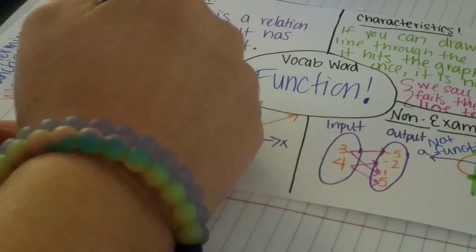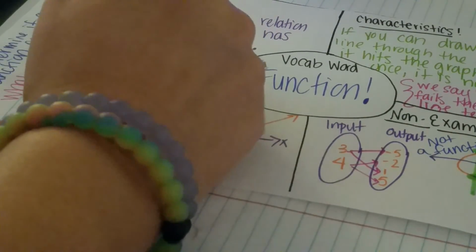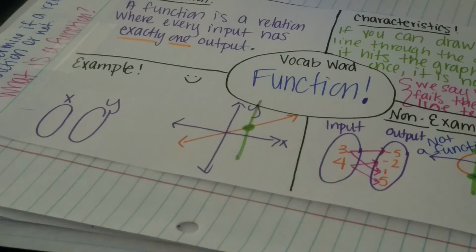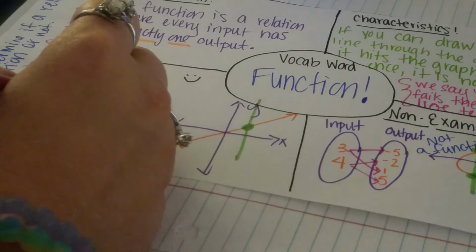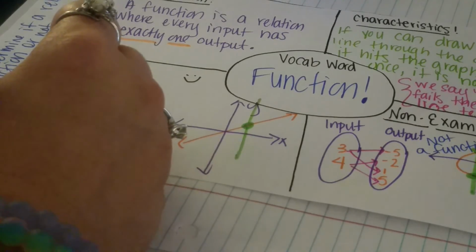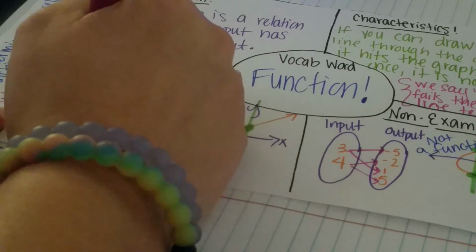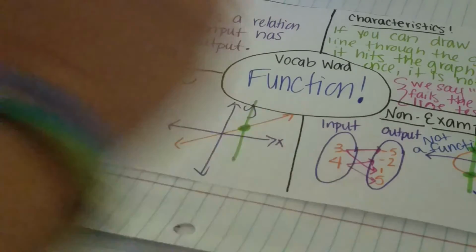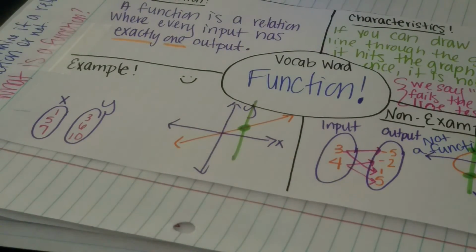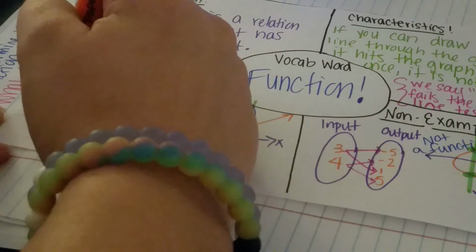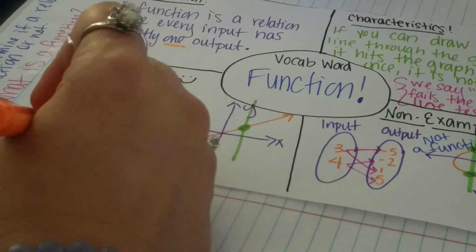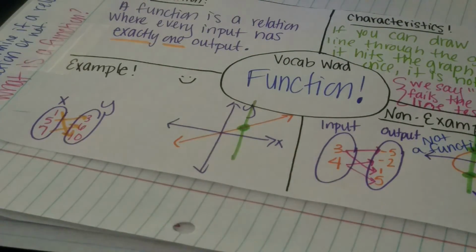All right, so draw a little baby mapping. We're going to call him X and we're going to call him Y. And I'm going to write 1, 5, 7, 3, 6, 10. That is a function because each input has only one output.